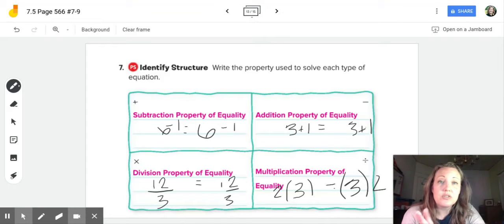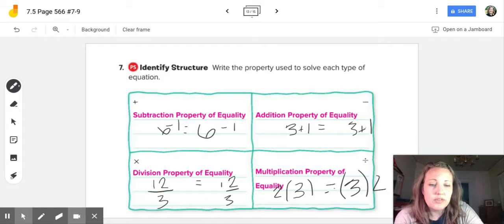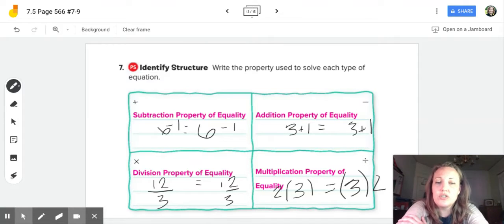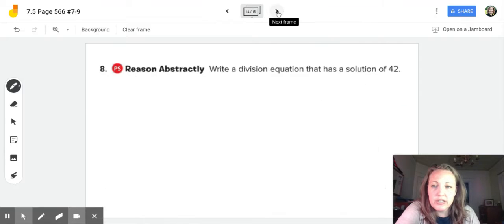I must do the same thing on this side. Commutative property says I can do it in any order, right? 6 is equal to 6, right? So those are the answers. You don't have to put those mathematical representations, but it helps. Okay, so let's go to number 8.